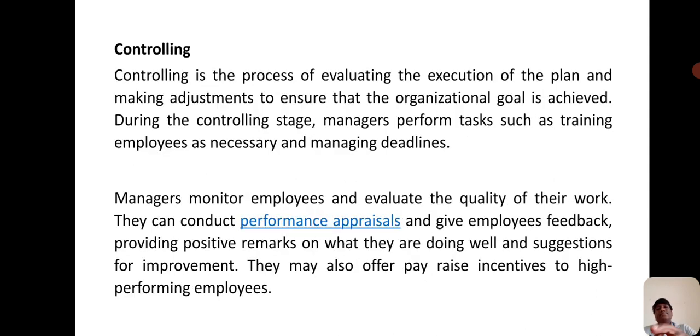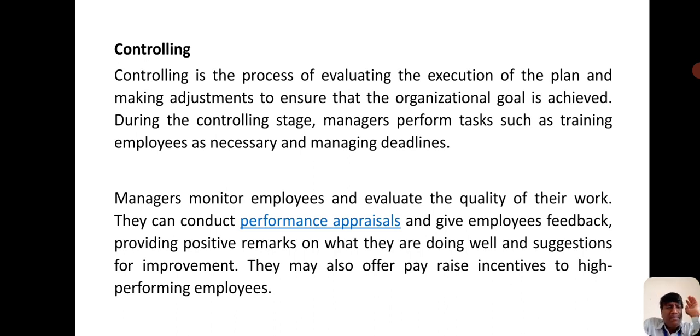Then the last aspect, controlling. What do you mean by this? Planning and controlling go together. That's why Henri Fayol says, controlling consists of verifying whether everything occurs in conformity with the plans adopted, the instructions issued and the principles established.